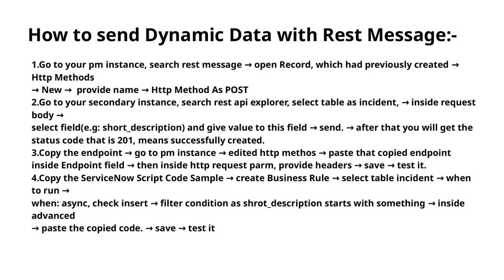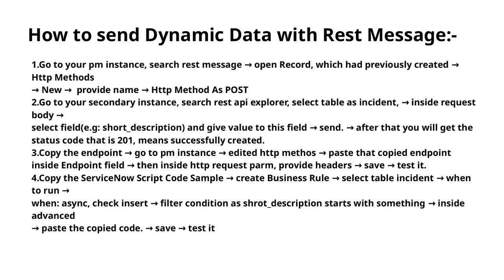All right, let's walk through how to send dynamic data with a REST message. First, you'll go to your ServiceNow instance, search for REST message, and open the record you previously created. From there, you'll navigate to the HTTP Methods tab, click on New, and provide a name for your method. Be sure to set the HTTP method as POST since we're creating new records.